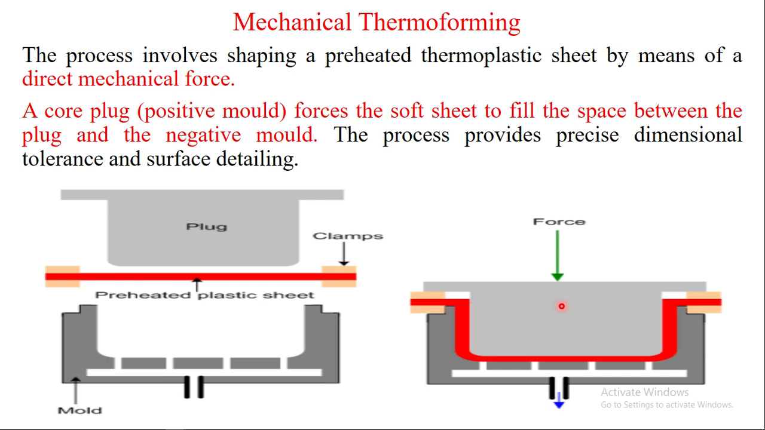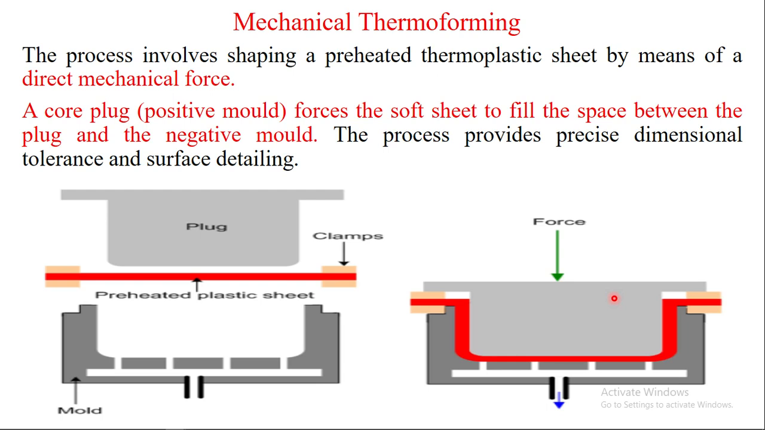It involves shaping the preheated thermoplastic sheet by means of direct mechanical force. The applied force here is a plug force. The plastic sheet material is heated, and after it is heated, force is applied directly. The products are similar to the shapes of the die.